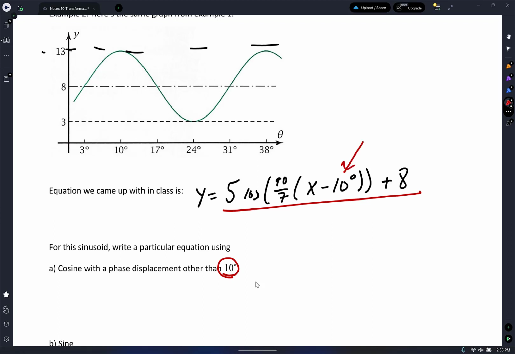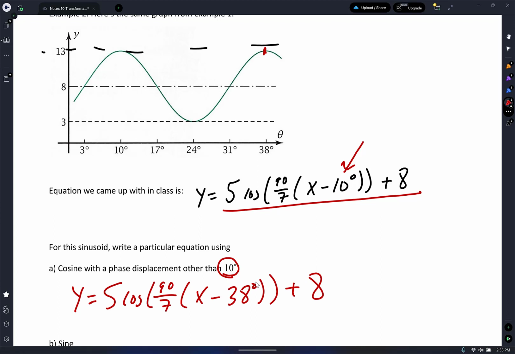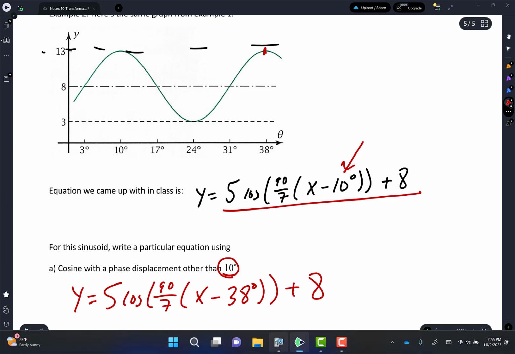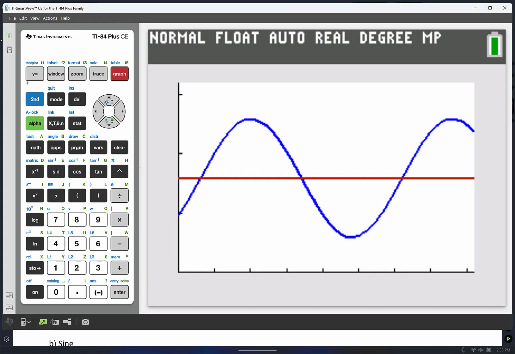Well, where else do I have a peak? At 38. So let's write the same thing, but with a 38. 5 cosine. It's the same wave, so keep the B. X minus 38 degrees, close, close, plus 8. And then to check to see if this is true, I'm going to type it into y2 and see if I get the same thing.